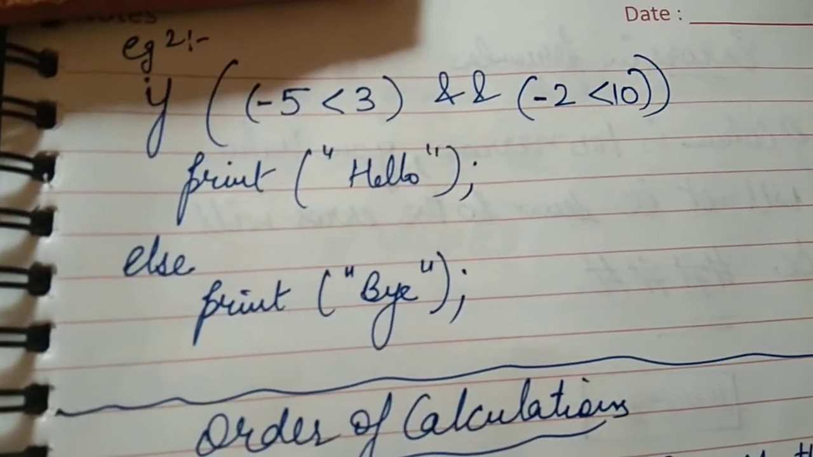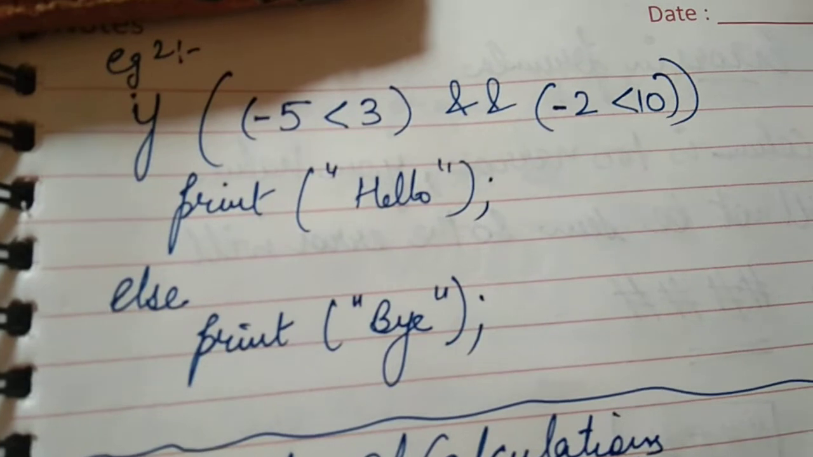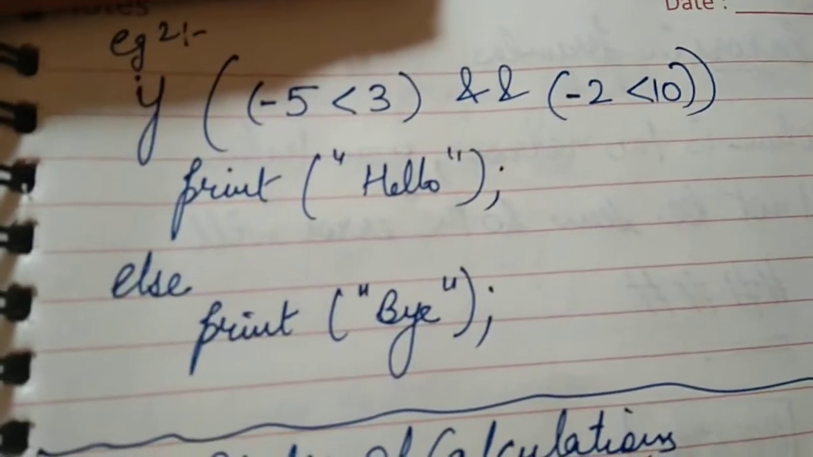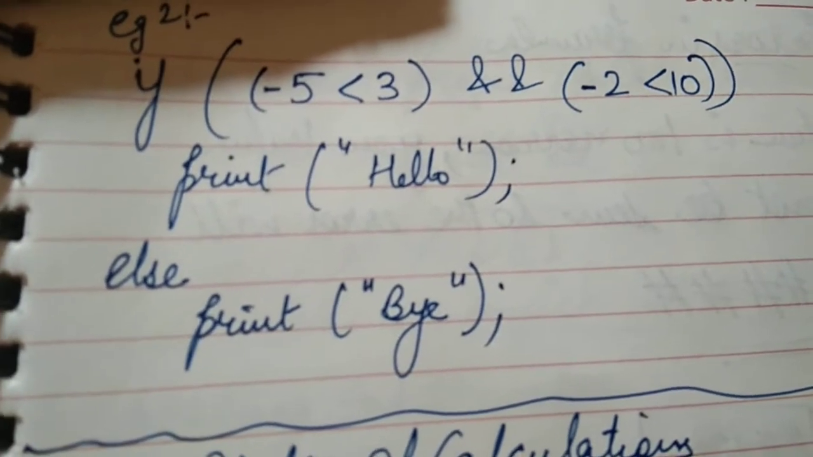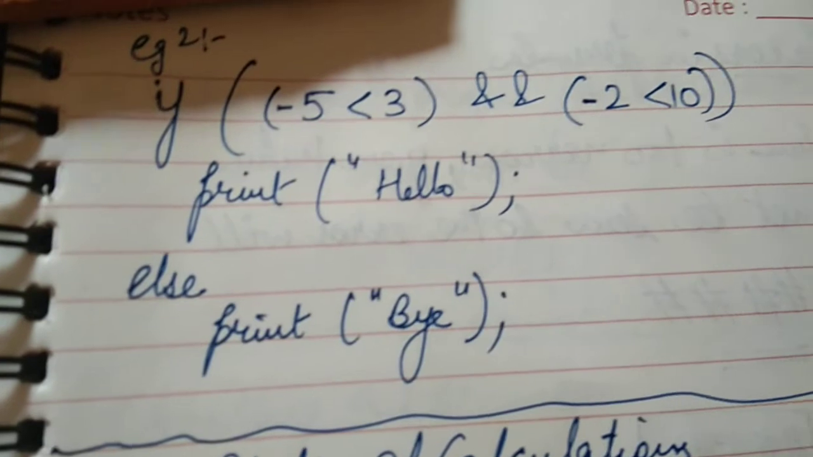Change the example now for the AND operator. In this example, -5 is less than 3. Yes, this condition is true. The AND sign is there. The next condition is -2 less than 10. Again, this condition is true now, right?